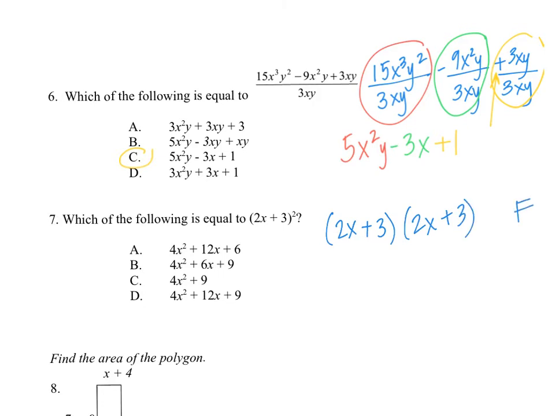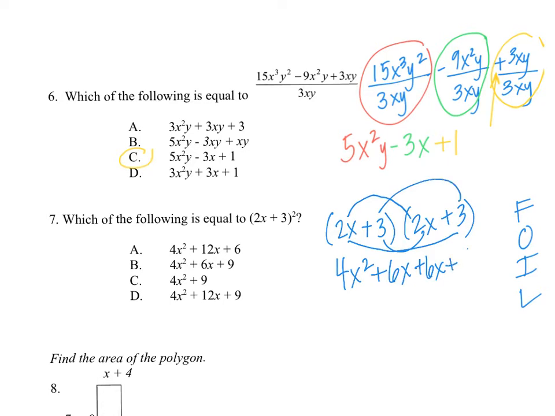So first, let's do first. So let's multiply what is first in each of the parentheses. So that's going to give us 4x squared. Now let's do the outer. When we do the outer, we get positive 6x. When we do the inner, we get positive 6x. And then when we do the last, we get positive 9.